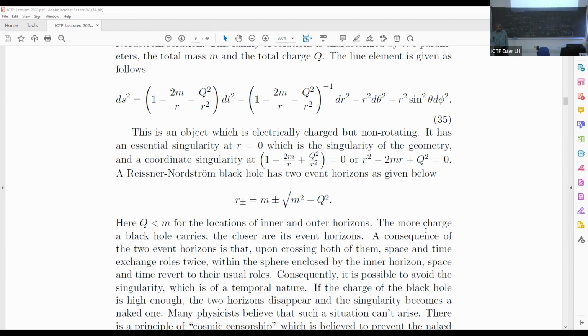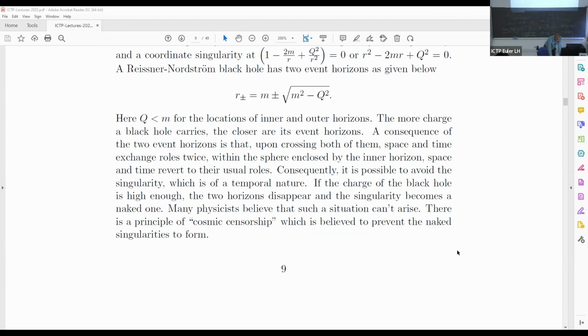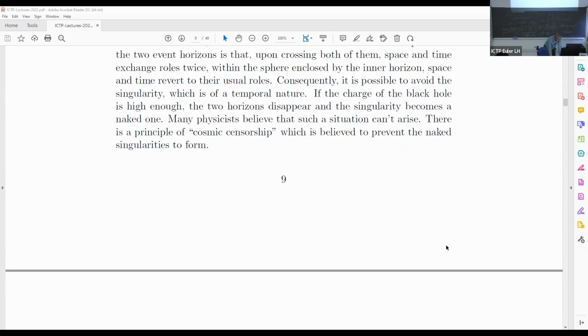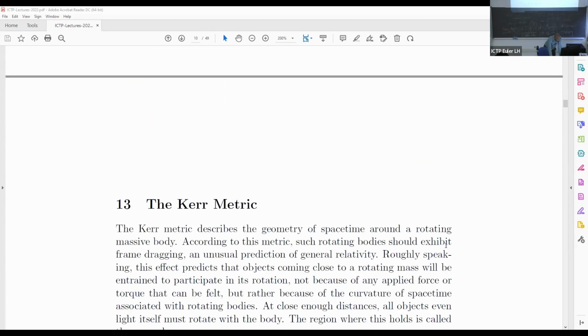This is called Roger Penrose's cosmic censorship conjecture, or cosmic censorship hypothesis, they will say. That we cannot have an actual physical situation where there is a singularity that is not covered by a horizon. This is due to Roger Penrose. We will not discuss it further; this is cosmic censorship, I mentioned it. I should mention the name of Roger Penrose also here.